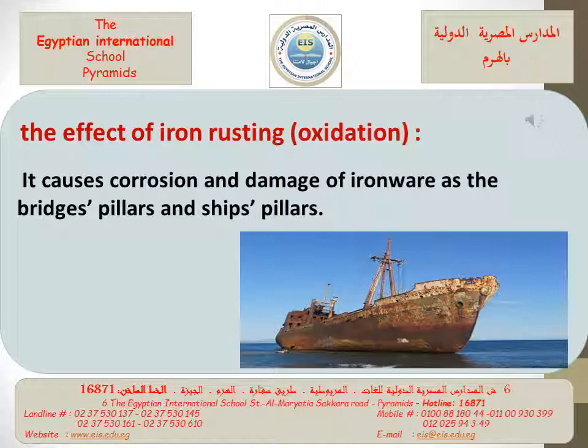Ironware معناها الأجسام المعدنية or any object made of iron, such as the bridges pillars هياكل الكباري and ships pillars هياكل السفن. Bridges pillars and ships pillars are made of iron and during the humid atmosphere these pillars rust and that causes corrosion and damage to them.